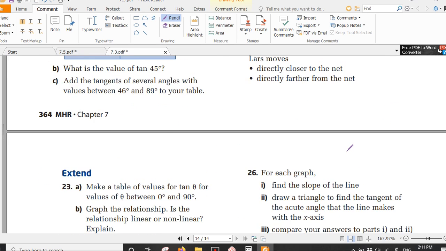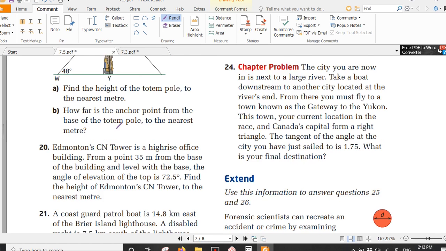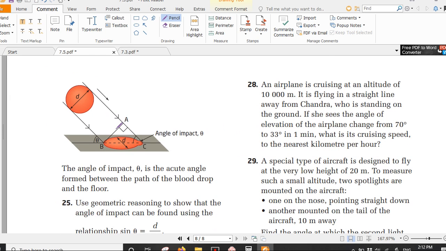And I think you had a couple down here. 28 and 30, I think you said. 28. Okay. An airplane is cruising at an altitude of, so you got an airplane. That's an airplane cruising at an altitude of 10,000 meters. It is flying in a straight line away from Chandra. So Chandra is somewhere here, and the plane's going this way, so it ends up here somewhere. Who is standing on the ground?